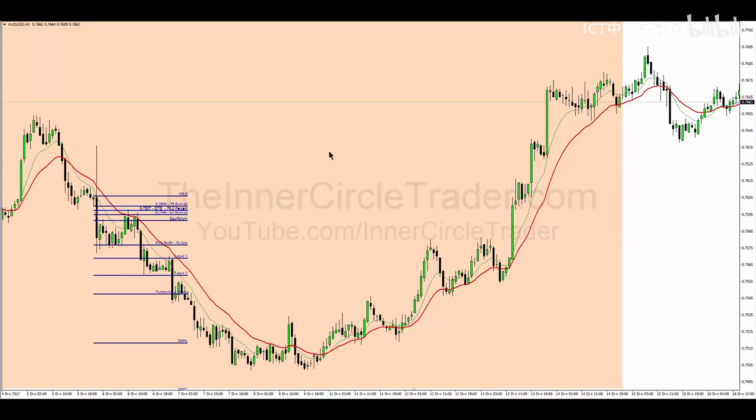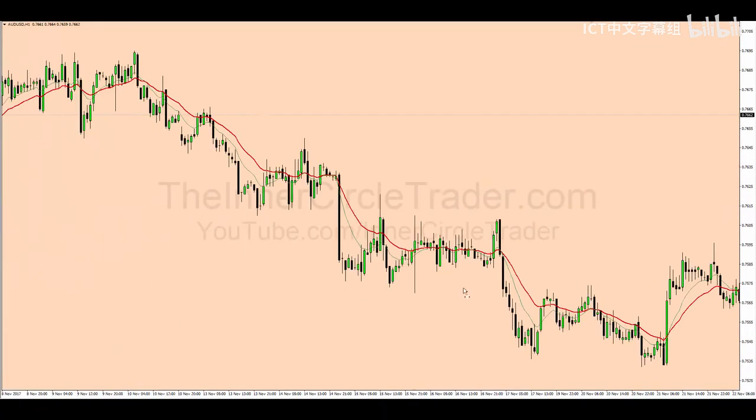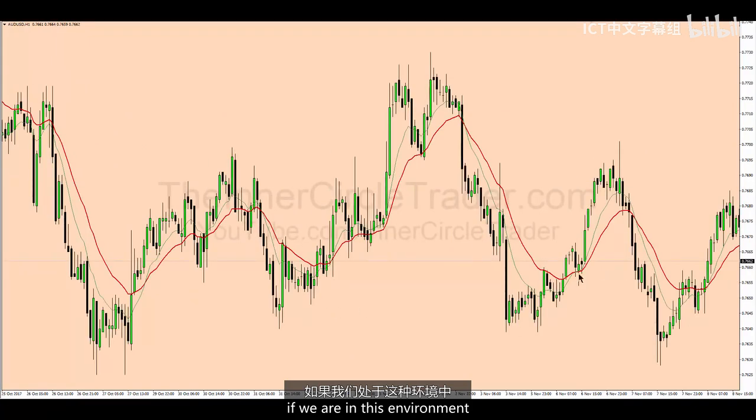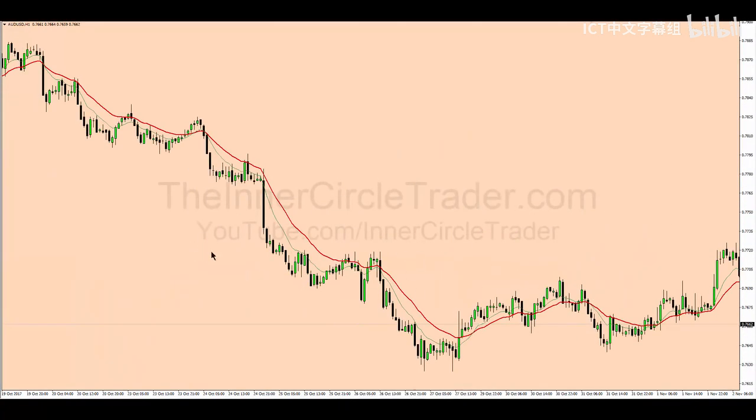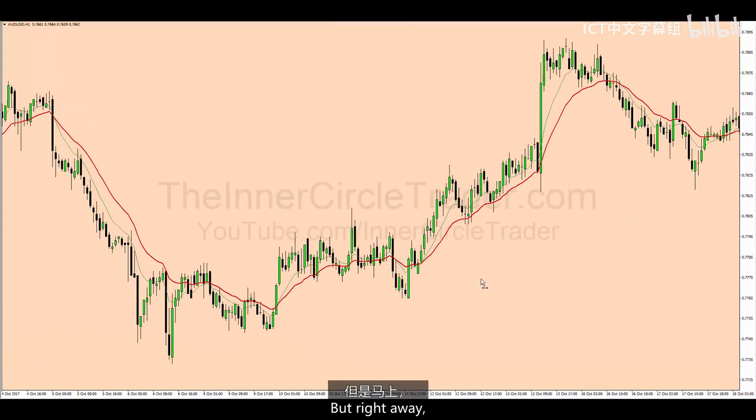Now, go back through here and you'll see obviously there's a few times where, if we are in this environment where we're in the red shaded area, the ideal scenario would be to be looking for selling short. But right away, you can look for a scenario like this here. This is a buy here, and that runs up. What would this be if it's not a swing trade? What could this potentially be? I'll just throw this in here as a bonus. This could be a day trade. You could be a day trader here because it's counter to what you're waiting for, a swing trade going short.